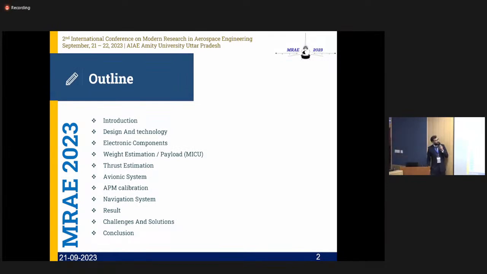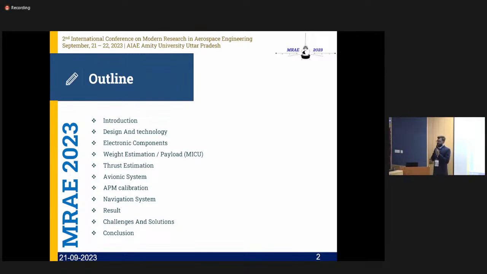So this is the outline of the presentation. I will be going through these topics: the design and technology behind it, the components, weight estimation, as well as thrust estimation, then the avionics system behind the drone, as well as the APM calibration, how to calibrate the APM. APM is one of the flight controllers. We have various flight controllers with which we can make multicopters as well as fixed wing. APM is one of the widely used flight controllers. Anyone who likes to begin needs to start somewhere for building a drone, so APM is the right place.